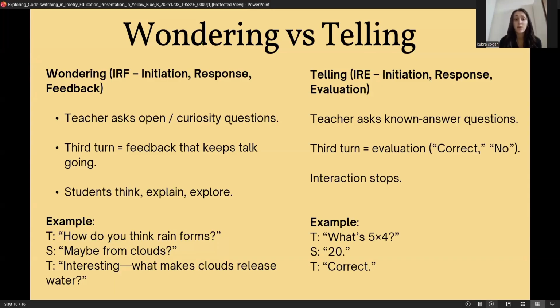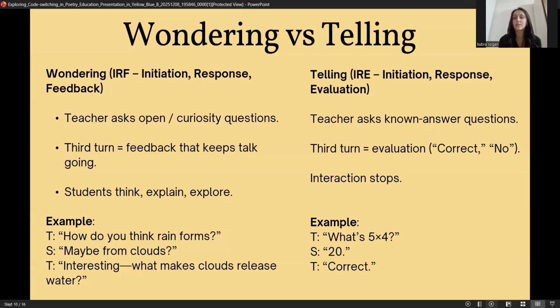A teacher asks, how do you think rain forms? Student answers, maybe from clouds. And teacher says, interesting, what makes clouds release water? So it focuses on expanding thinking.